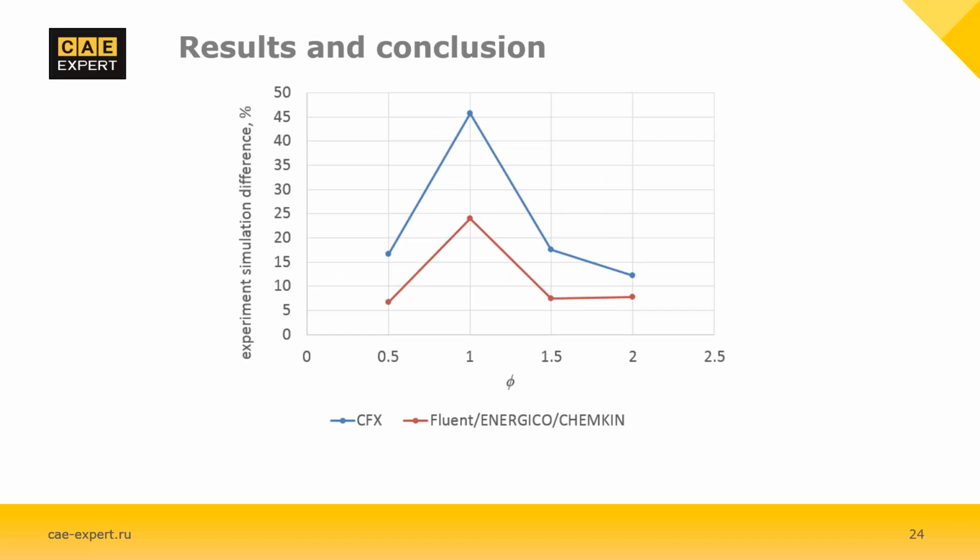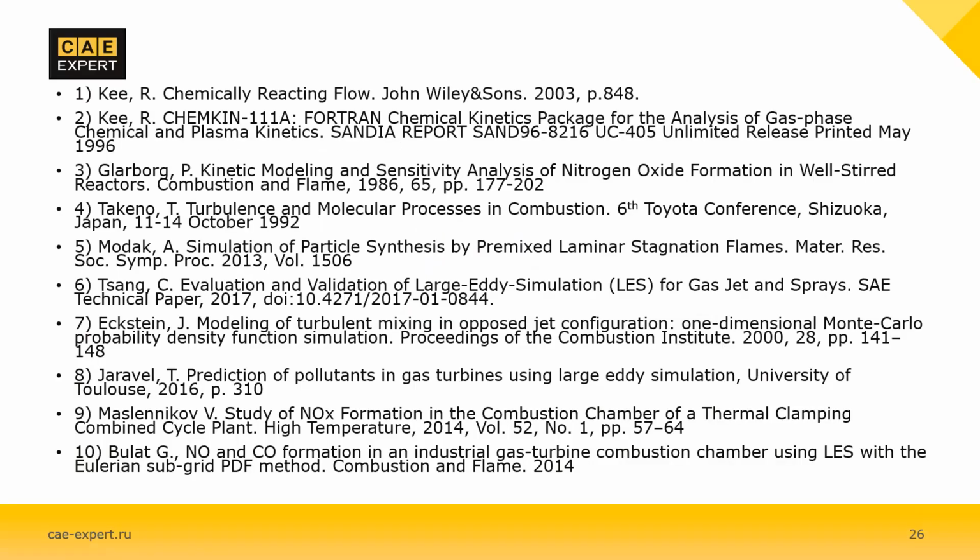CHEMKIN accuracy was in range from 5 to 20% versus from 15 to 45% for Fluent. The maximum disagreement between experiment and simulation results was detected at equivalence ratio equal to 1. And now I'd like to end my presentation and to move on to my tutorial.